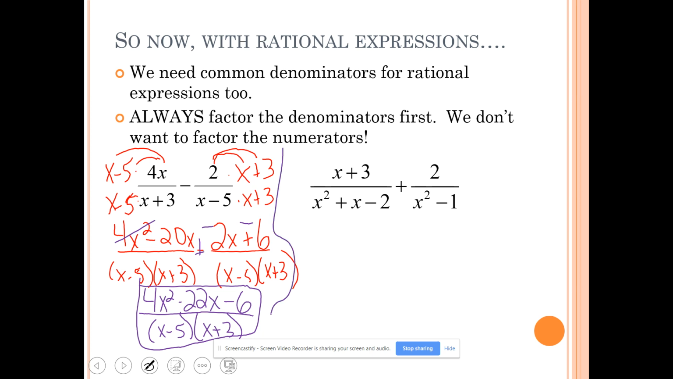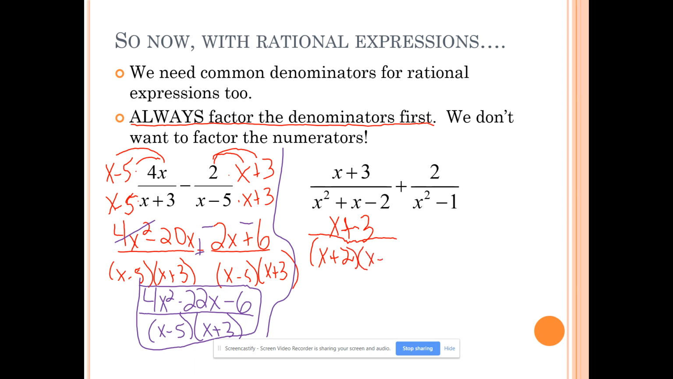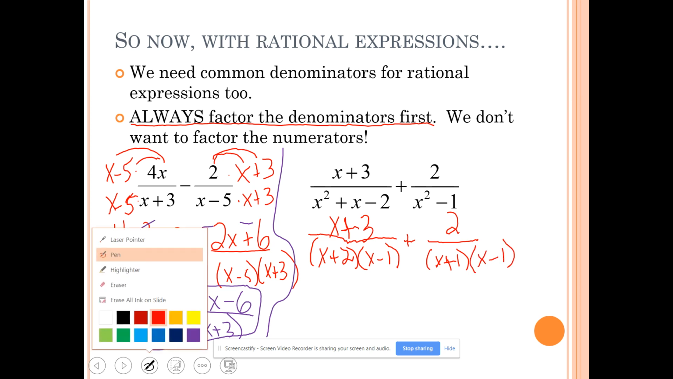On this right side, we're going to again start with factoring, but only the denominators. Okay, only the denominators. So x squared plus x minus 2 does not have a common factor. So we need the factors of negative 2 that add to positive 1, which are going to be positive 2 and negative 1. On the right side, x squared minus 1 does not have a common factor, so we factor that using difference of squares, which is x plus 1 and x minus 1.